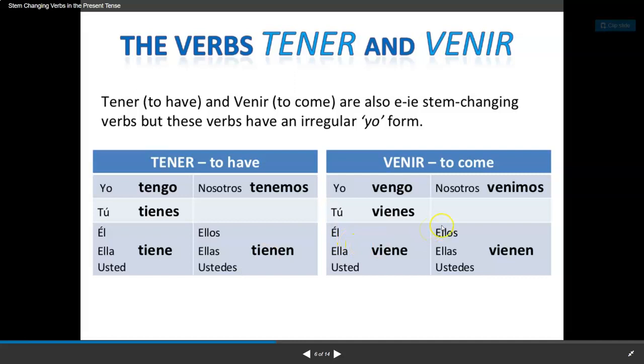Venir, to come. Yo vengo, tú vienes. Él, ella, usted viene. Nosotros venimos. Y ellos, ellas, ustedes vienen.